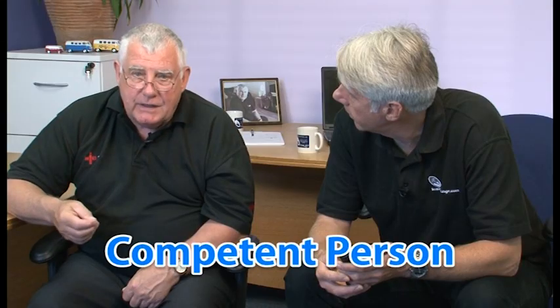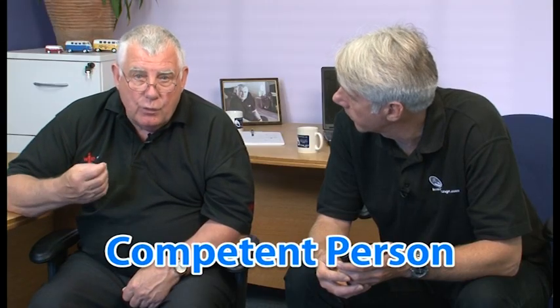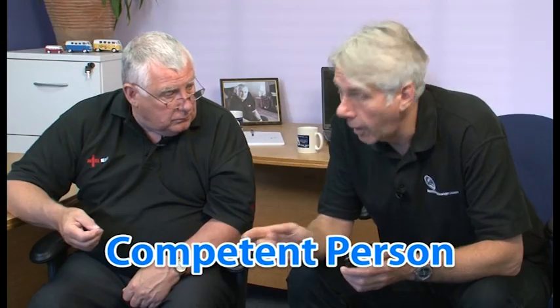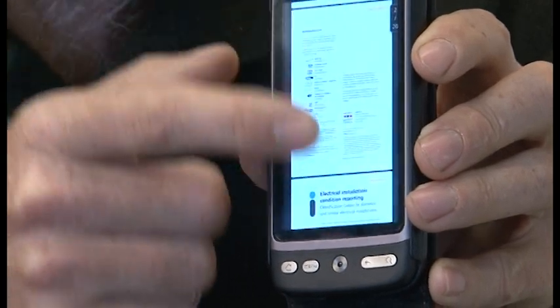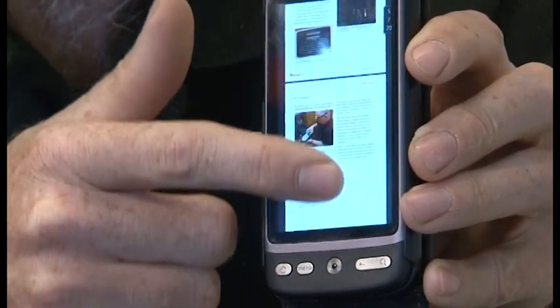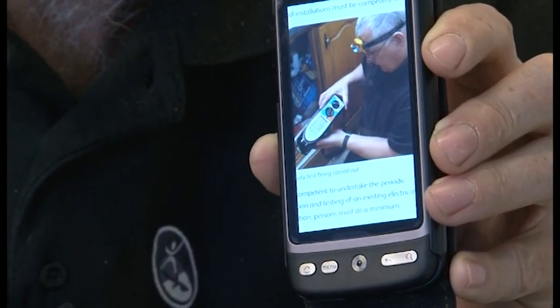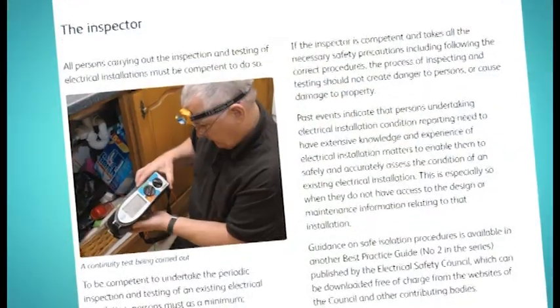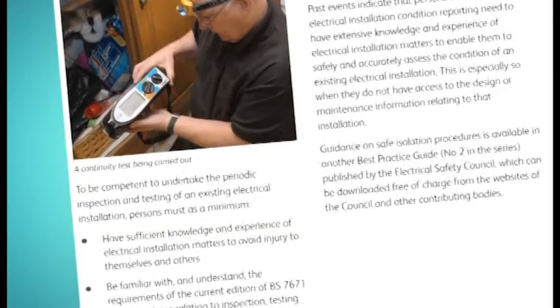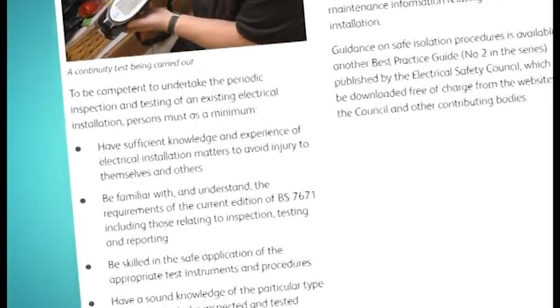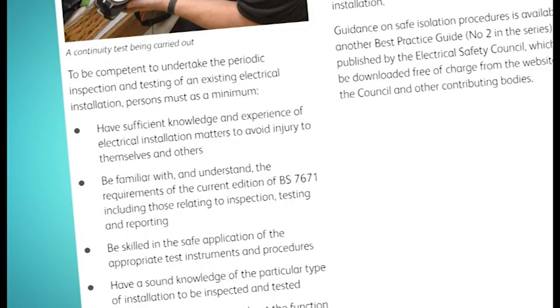So, Tone, what does qualify someone to be able to undertake a periodic inspection and test? Well, the person who undertakes this must be a competent person. Now, you will find this as a definition in the regs. But also, there's a good description in the Electrical Safety Council's Best Practice Guide on Electrical Installation Condition Reporting, which is freely downloadable and is a handy thing to have printed out or indeed on your smartphone. A competent person, as far as periodic inspection and testing goes, needs to have extensive knowledge and experience of the type of electrical installation being inspected and tested so that they can safely and accurately assess its condition.